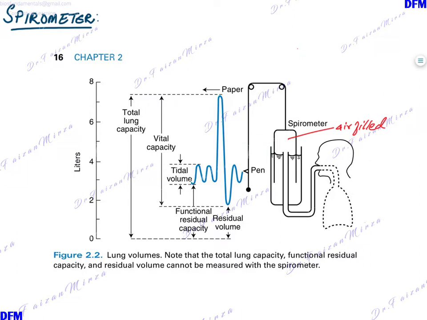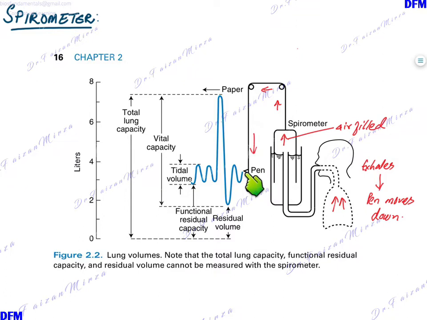The person is then exhaling. During exhaling, reverse of this happens. The person pushes air into the tube. This causes the dome to rise. When the dome rises, this pushes the pen back to a lower level. The pen moves down. So as the person is breathing in and out, the pen keeps moving up and down depending on whether the person is inhaling and exhaling.